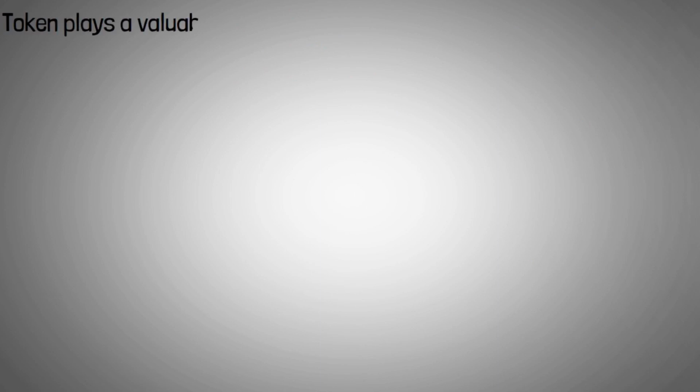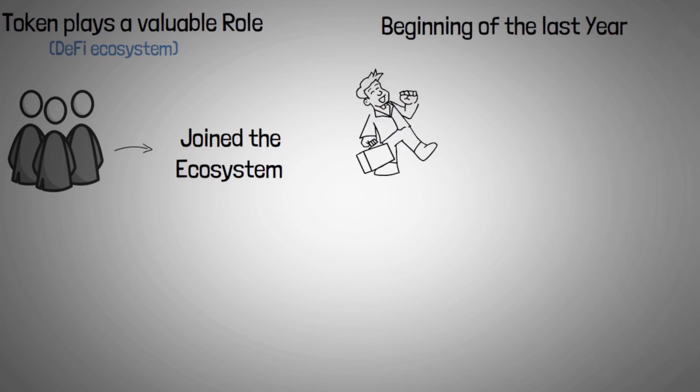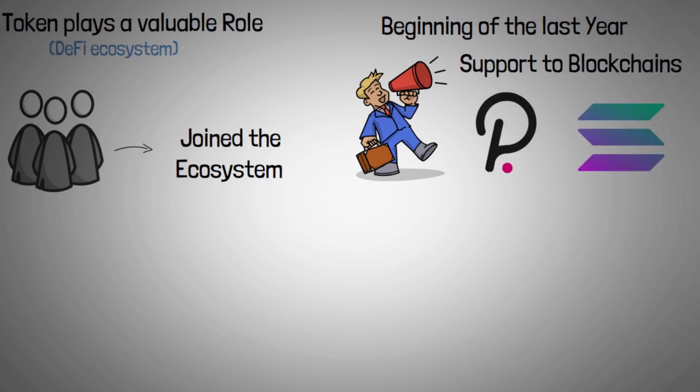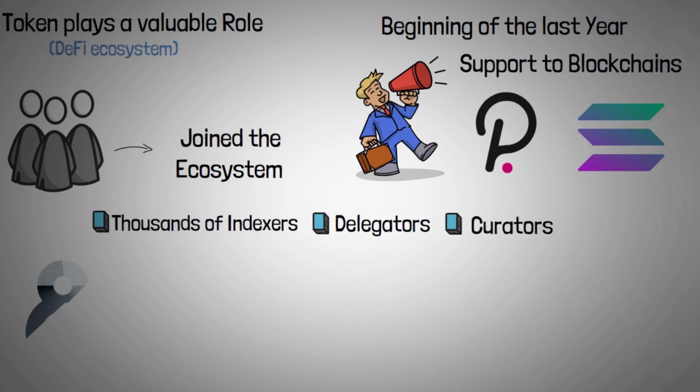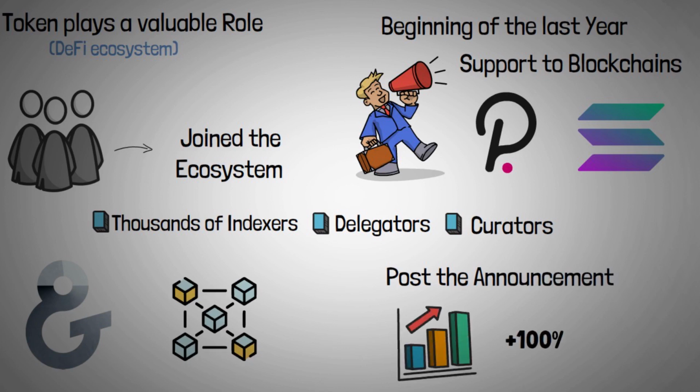The token plays a valuable role in the DeFi ecosystem, resulting in many new users having joined the ecosystem. At the beginning of last year, the company announced additional support to blockchains like Polkadot, Solana, and Celo. Later in September, it recruited thousands of indexers, delegators, and curators. In 2020, Edge and Node software was introduced to aid blockchain protocol development. After a few days post the announcement, the price climbed to 100% growth.